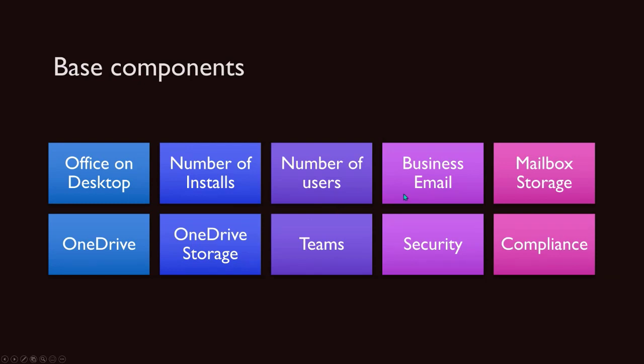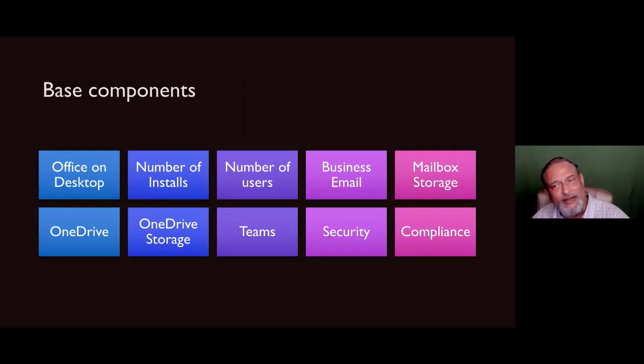Similarly, number of users. Business email means what? Essentials gives you just Outlook. It doesn't give you the Exchange server. Business, premium and enterprise will give you Exchange server, which is really the best email server in the world for decades. Mailbox storage also differs. The F1 SKU will have probably 20 GB and the largest SKU will have 100 GB mailbox storage.